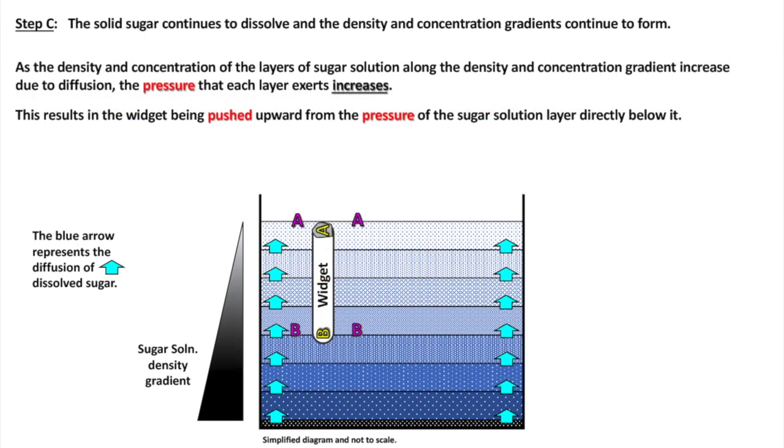Step C. The solid sugar continues to dissolve and the density and concentration gradients continue to form. As the density and concentration of the layers of sugar solution along the density and concentration gradient increase due to diffusion, the pressure that each layer exerts increases. This results in the widget being pushed upward from the pressure of the sugar solution layer directly below it.